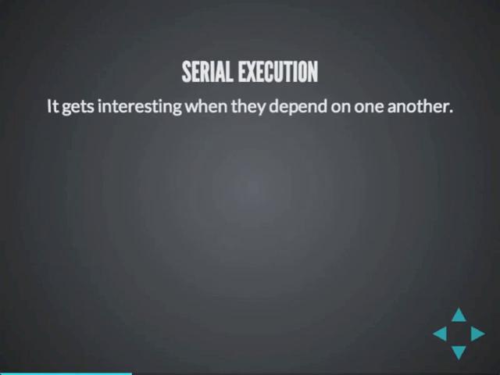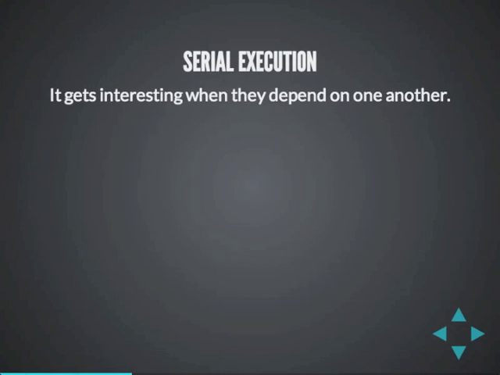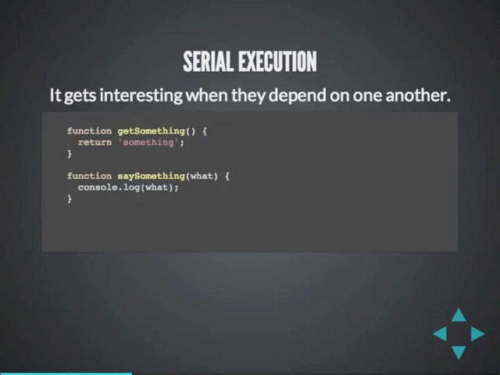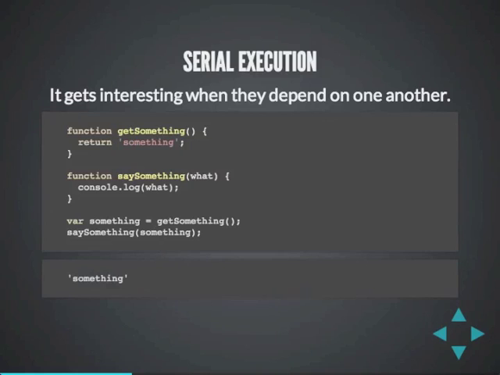Things start getting a little bit interesting if they depend on one another. A great example is you have something called get something, which returns a string, it could be anything. And then you have a function called say something that takes a string and prints it out to the console. This is where it starts getting a little bit interesting, because in this case, you assign something to get something, and you then pass that to say something. Or if you just want to be really short about it, you can call get something within the say something parentheses, and it's the same thing. This is where it gets interesting. But still, what happens is expected.